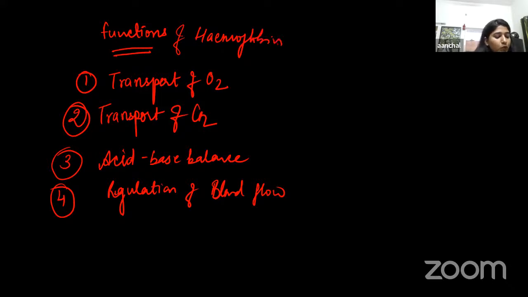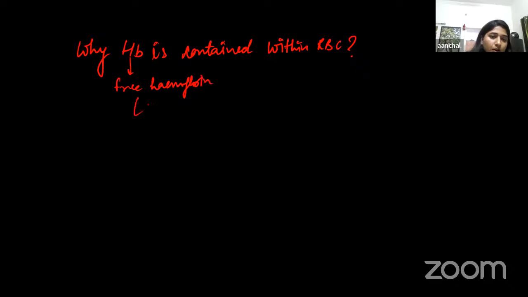Now we're going to learn why hemoglobin is contained within the RBC. So we have a question: why is hemoglobin contained within RBC? And in this question, we're also going to learn about the disadvantages of free hemoglobin. Okay, what will happen if this hemoglobin is present in plasma, meaning it is present in free form? If hemoglobin gets dissolved in the plasma, at that time it is known as free hemoglobin, right?